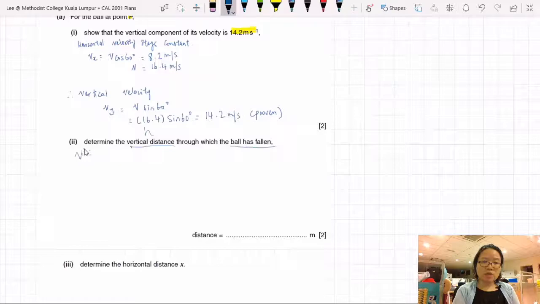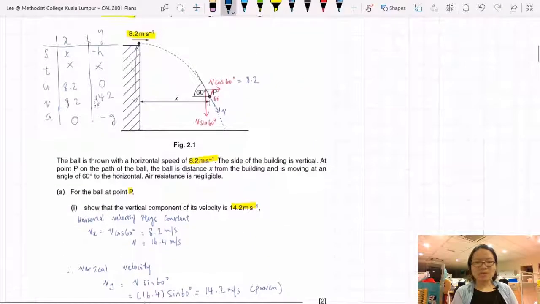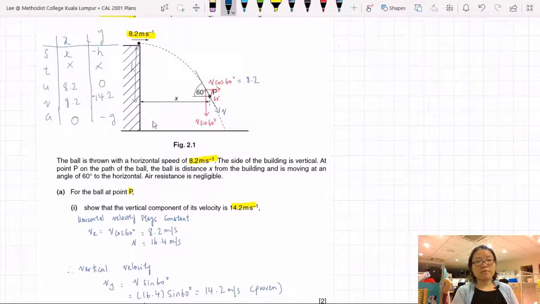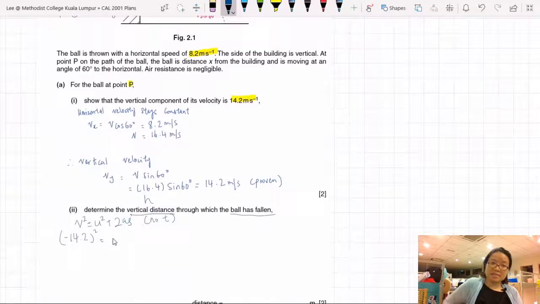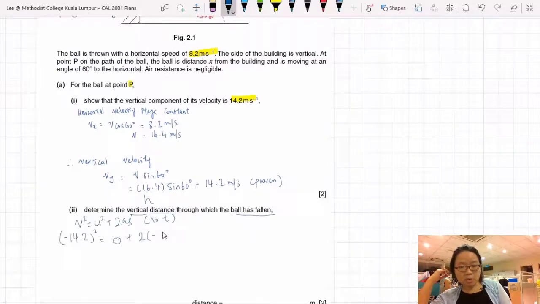So I'll use v squared is u squared plus 2as. The last two equations in my list previously will be given. So v squared is u squared plus 2as will be given, and s is ut plus half at squared will be given. The first two will not be given. Anyway, we're going to substitute now. By the way, v is also negative 14.2 because V sin 60 is directed downwards. So negative 14.2. u is 0, because at the starting point the ball only has a horizontal component. a is negative g, and s here is the vertical height that you're looking for.